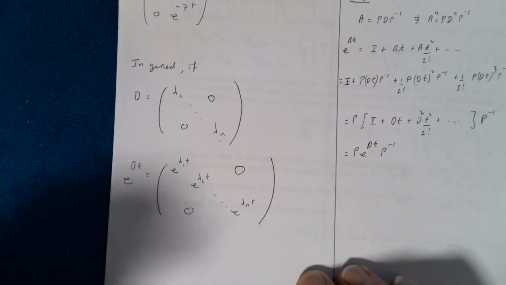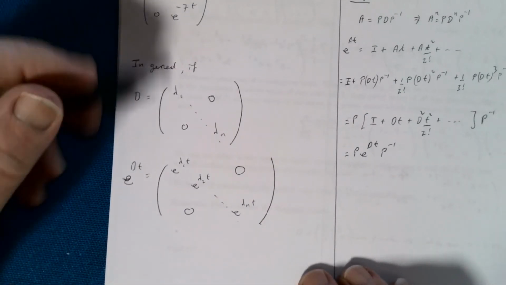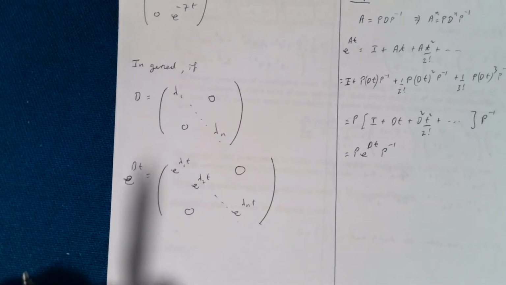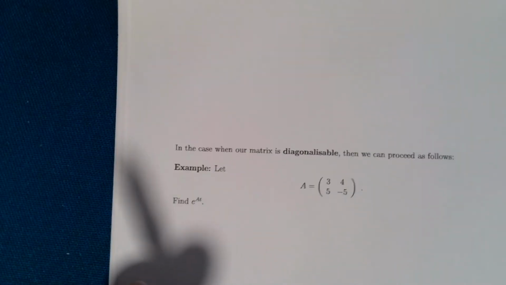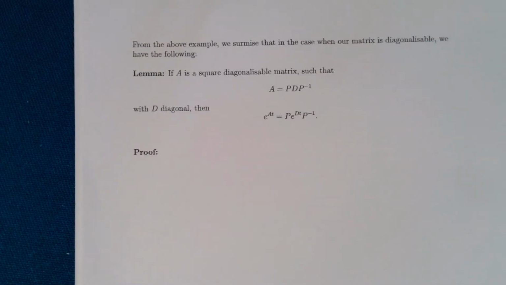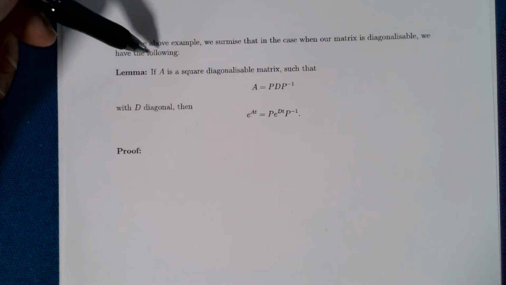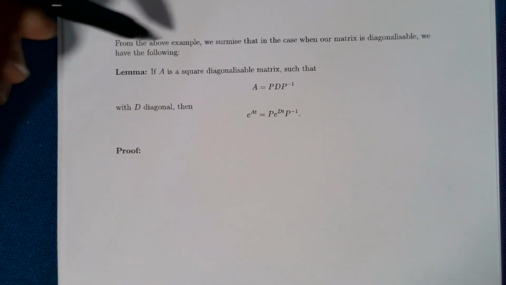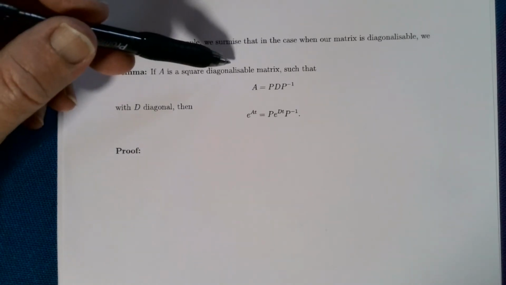So we can easily exponentiate a diagonal matrix, and that's very nice, and we'll see that we can then extend that to do any matrix at all. So from the above example we surmise that in the case where our matrix is diagonalizable, as long as the matrix is square and diagonalizable, then we can work out e to the At.